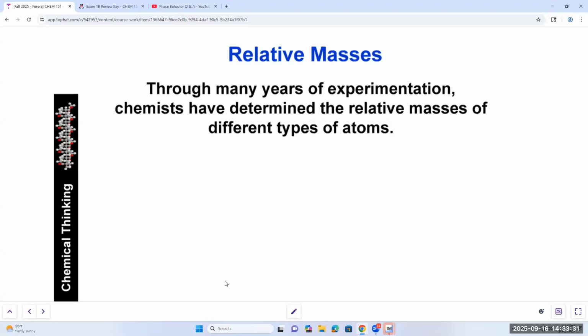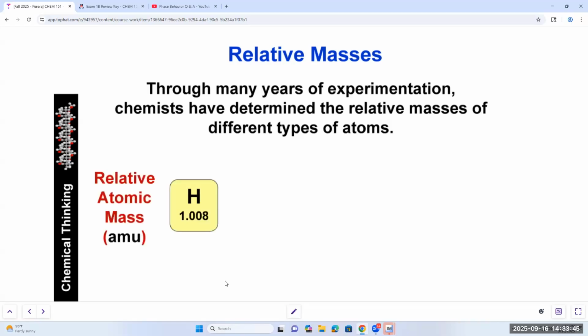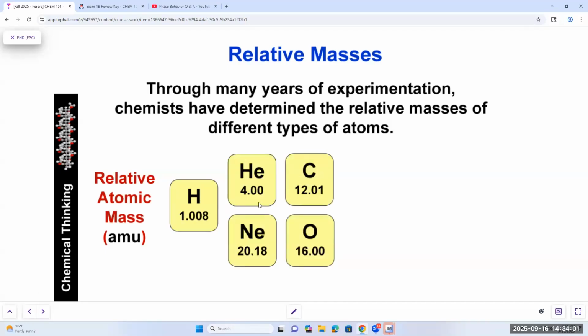Anyway, we actually already have information about all the relative masses of elements in a beautiful arrangement called the periodic table. Most of the correct periodic tables should have a number under each element symbol. That number gives you the relative mass of that atom, that element. For example, for hydrogen, you see 1.008. That's the relative mass of hydrogen. And for helium, it is 4.0. For carbon it is 12, neon is 20.18, and oxygen is 16, and so forth.